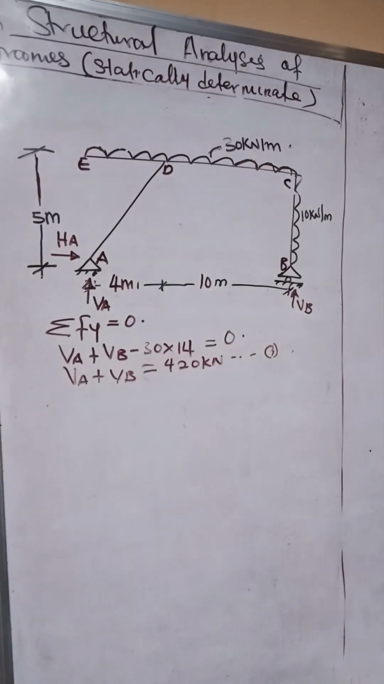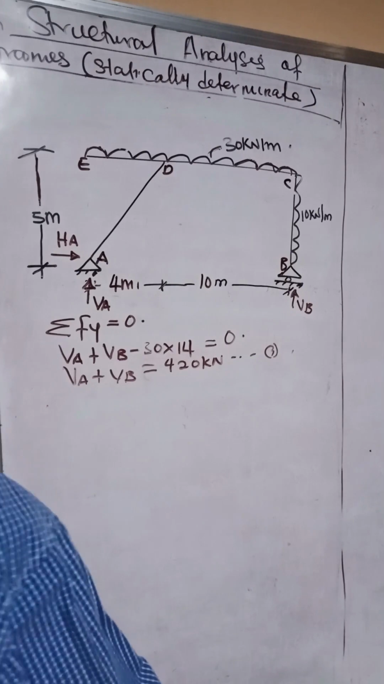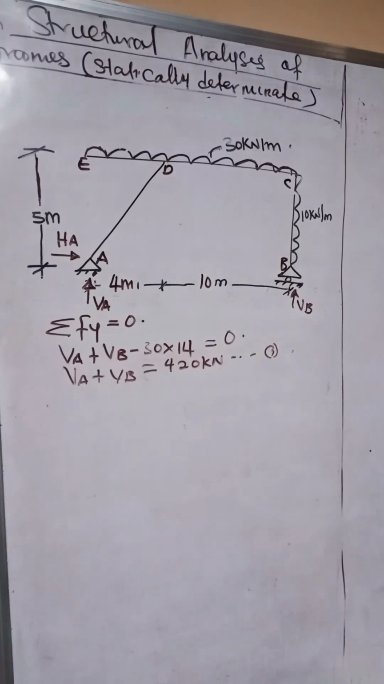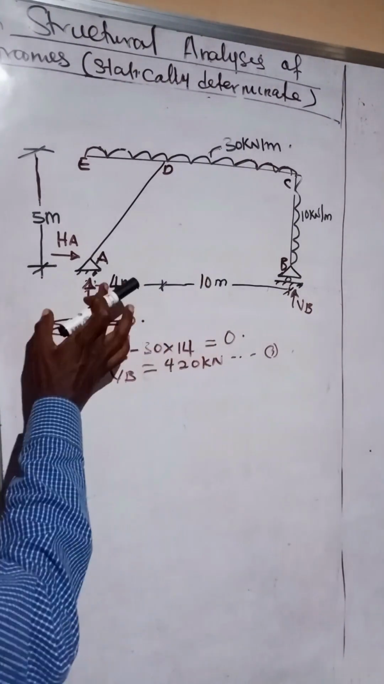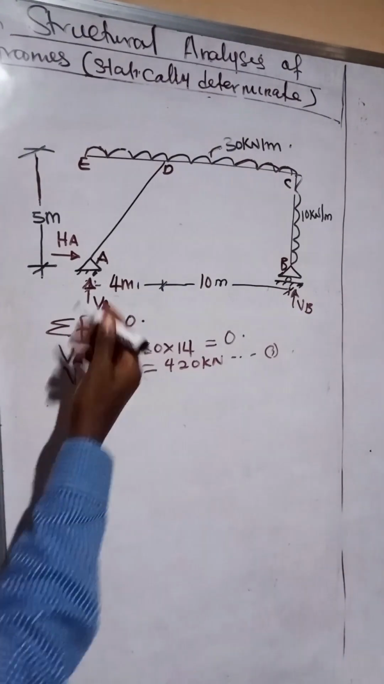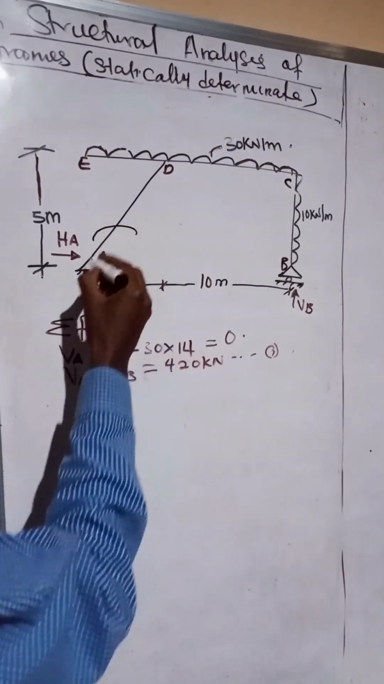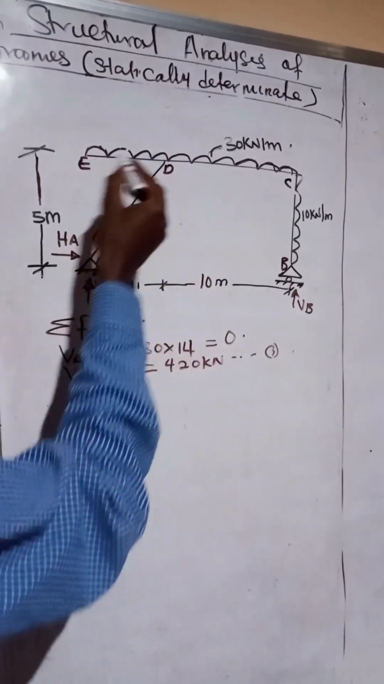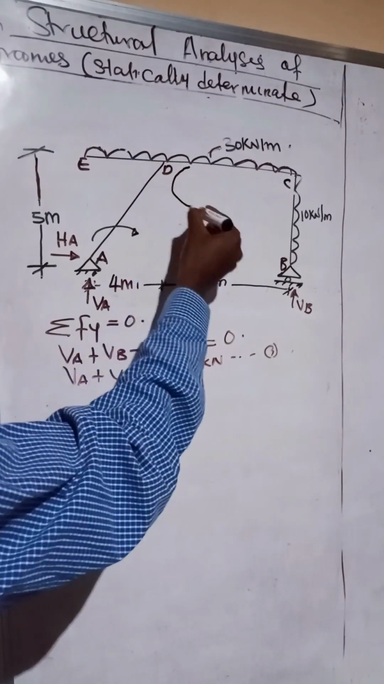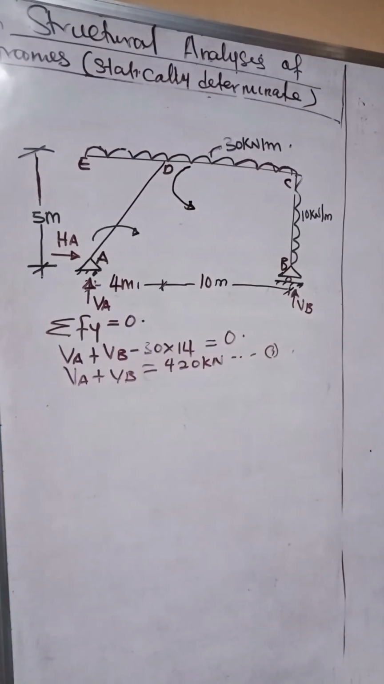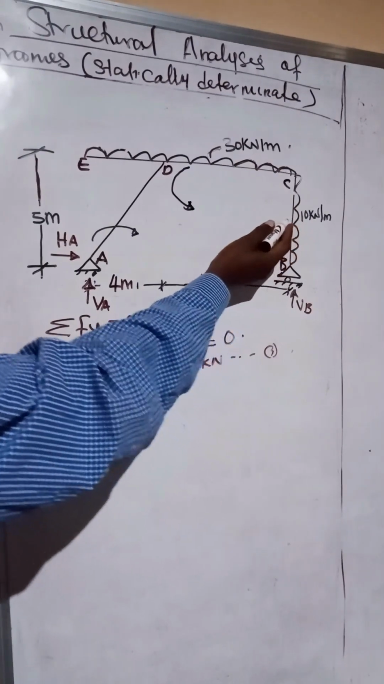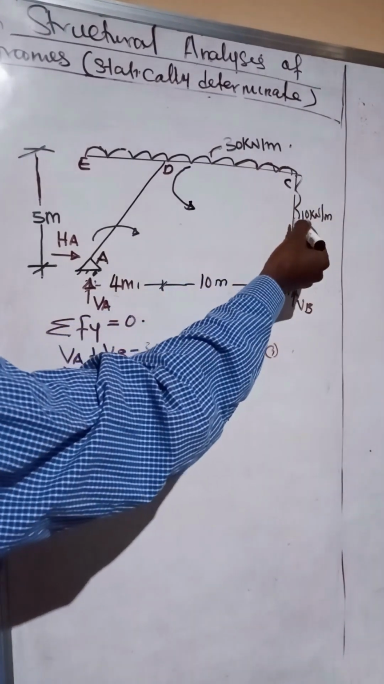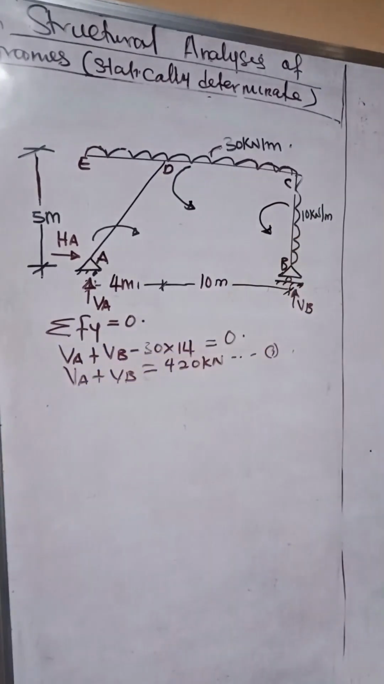Having gotten this, the next thing we want to do is to obtain one of these unknowns, either VA or VB. Let's start with VA. Taking moment about point B, the reaction VA will produce a clockwise moment. The uniformly distributed load will produce an anti-clockwise moment about B, and the uniformly distributed load here will also produce an anti-clockwise moment about B. This is how we note them.